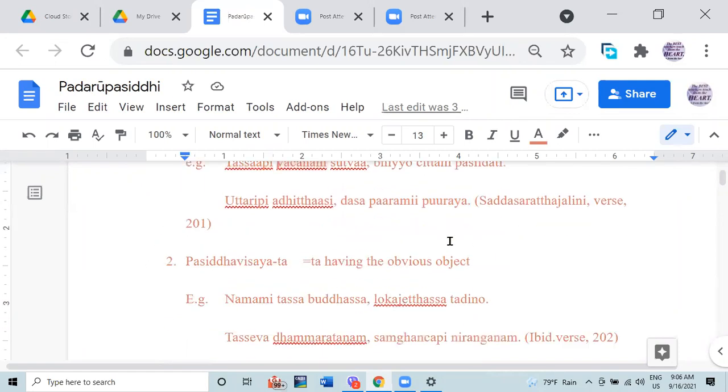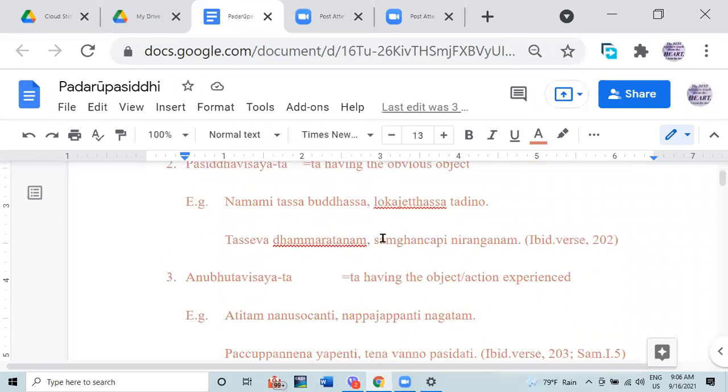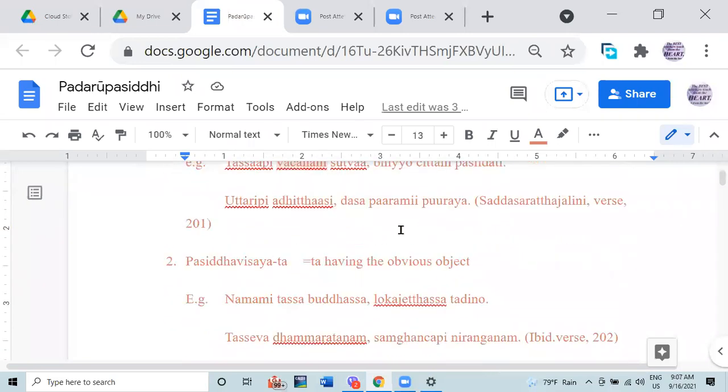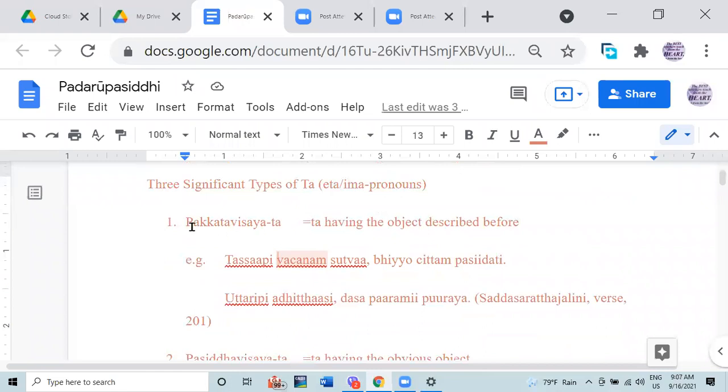So Sayadaw, is it Pakkanta or Pakkata? Paganda. Oh, sorry. Yes, Paganda. This is the kidawa. Paganda, kidawa, from the repeated root. So the ta which has the object already described before, like this.